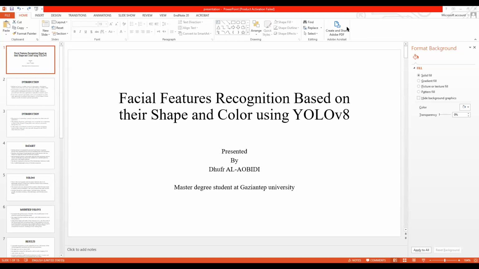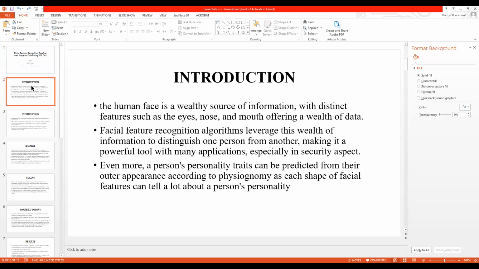My name is Dafar Al-Ubaidi. I'm a master degree student at Gaziantep University, and I will present the paper Facial Feature Recognition Based on Their Shape and Color Using YOLO V8. The human face is a wealthy source of information with distinct features such as the eyes, nose, and mouth. Facial feature recognition algorithms leverage this wealth of information to distinguish one person from another, making it a powerful tool with many applications, especially in security aspects.